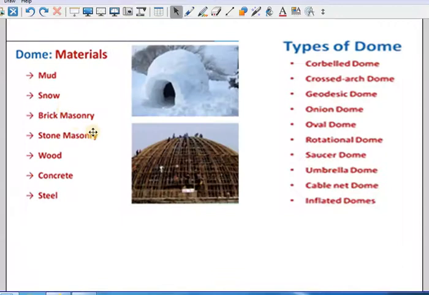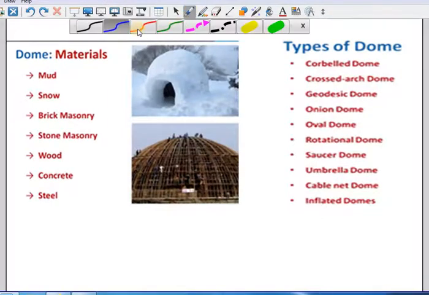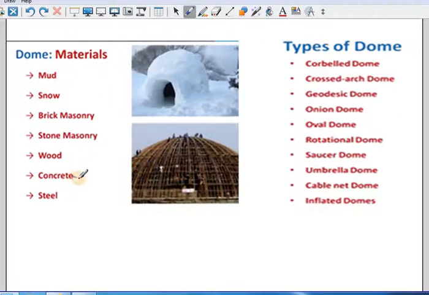Next, we will be discussing the materials which we use for the dome. It is made of mud, snow, brick masonry, stone masonry, wood, concrete and steel. Nowadays, composite materials are also used to manufacture domes, like glass reinforced concrete, GRC and so on. But in this chapter, our scope is mainly limited to concrete.